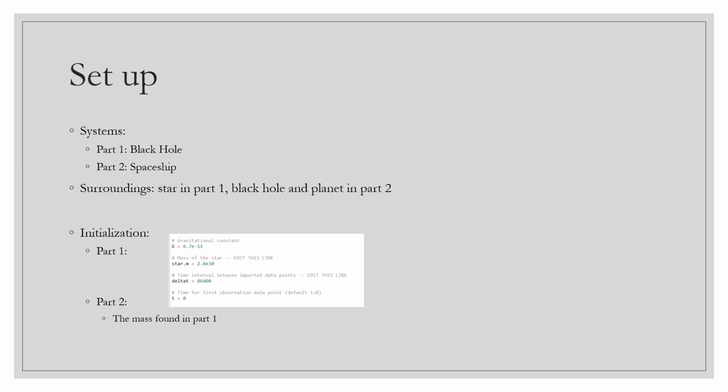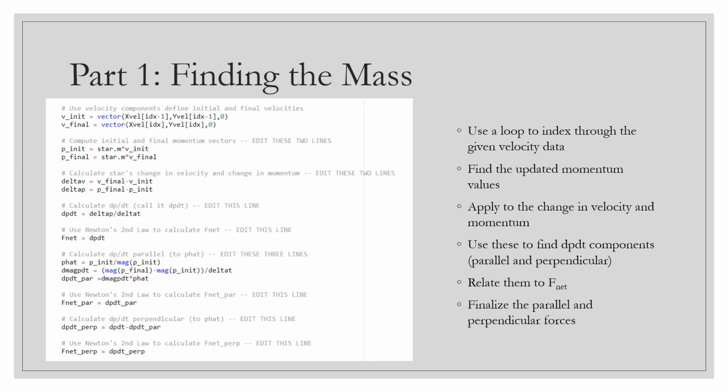As for initialization in part one, setting the G constant, star mass, and delta T as shown, and then inputting the mass into part two from part one. As for the code in part one, we want to find the initial and final components of momentum, and then relate that to the change in momentum and change in velocity. From there we can find dp dt, which is the change in momentum with respect to time, and set that equal to F net.